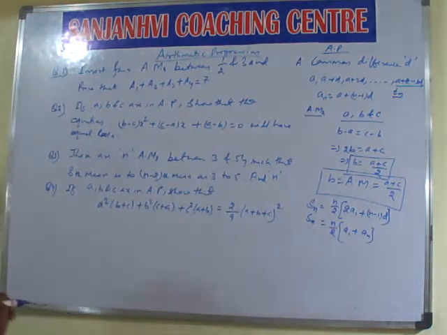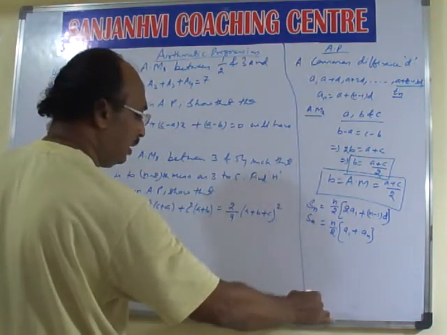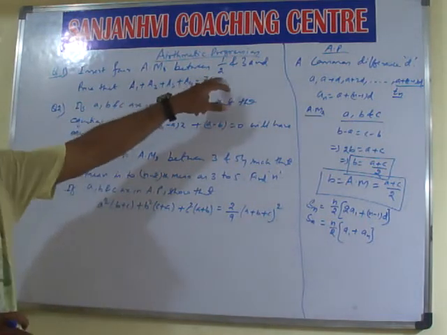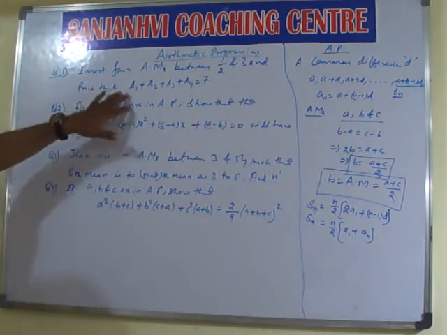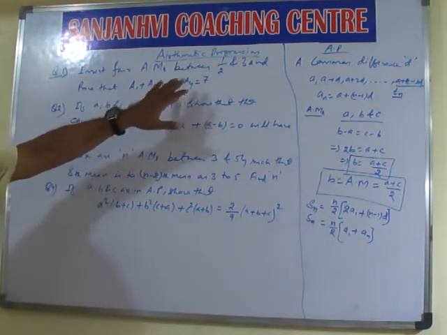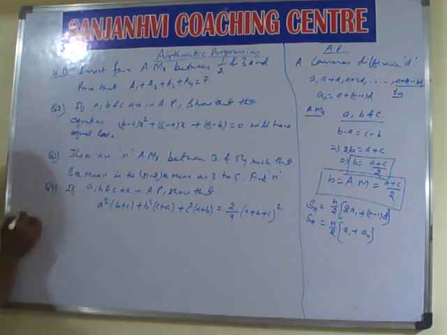Right. Very good. So, as a test, I have given you some questions based on the discussions we had in our last class for an AP. I have given you 4 questions to solve, and let us have a discussion on these 4 questions. The very first question says: insert 4 arithmetic means between 1 by 2 and 3, and prove that the sum of the arithmetic means A1, A2, A3, A4 is equal to 7.